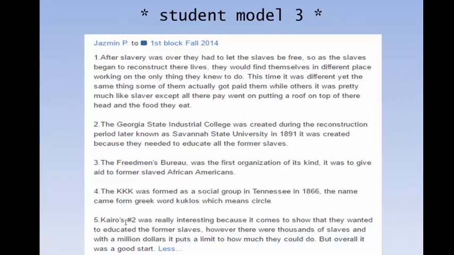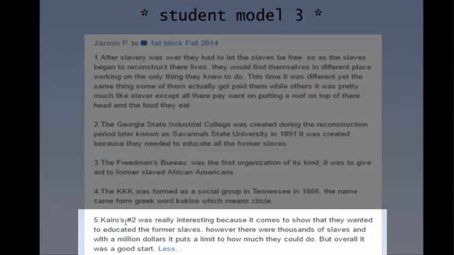The third student model is another student's responses to the same assignment. You can see 1, 2, 3, 4, we've got land, we've got schooling, we've got Freedmen's Bureau's functioning, and number 4 we have backlash with some information about the Ku Klux Klan.